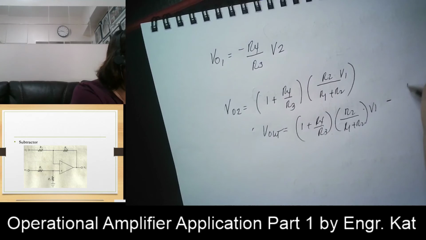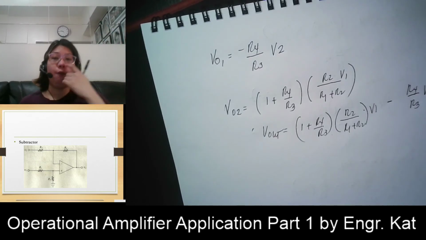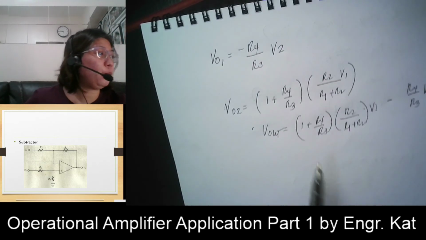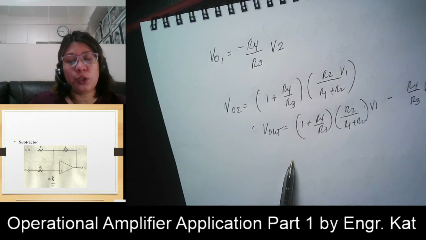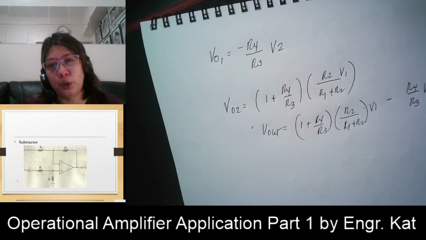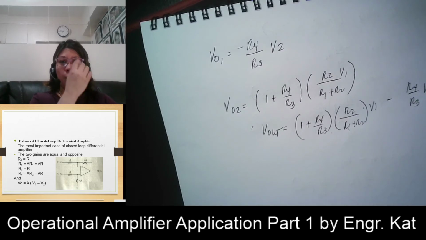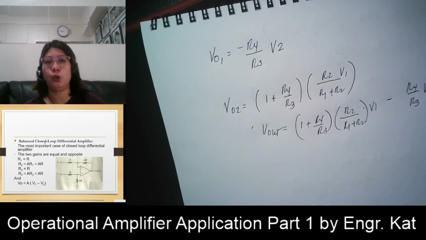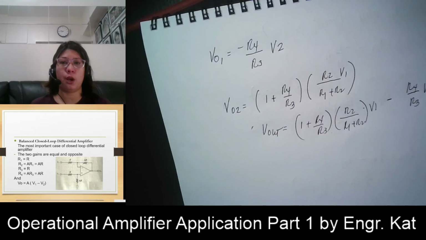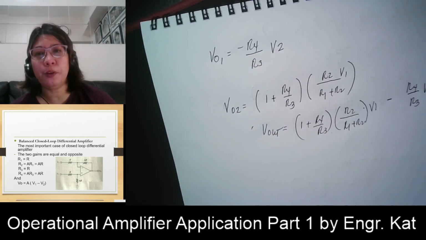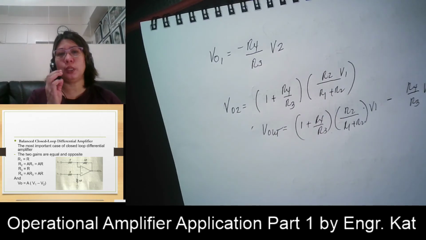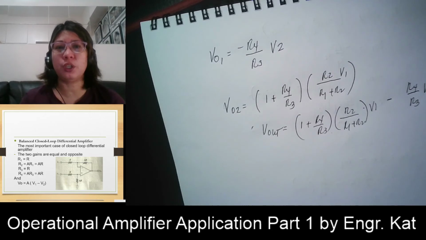So minus R4 over R3 multiplied by V2. Okay, so just what we did earlier. This time, we just have your voltage divider configuration here. For instrumentation purposes, we make use of the balanced closed loop differential amplifier, which is the most important case of closed loop differential amplifier.